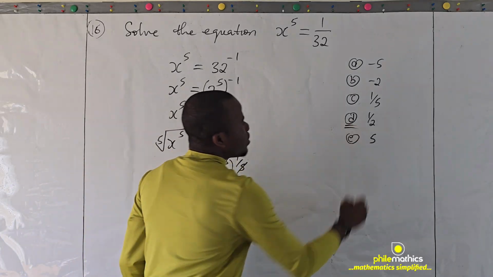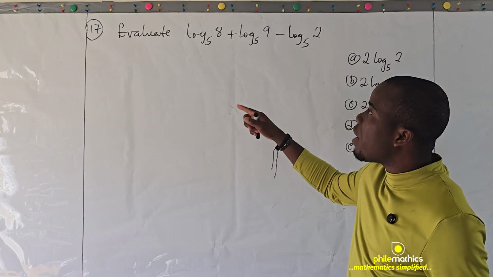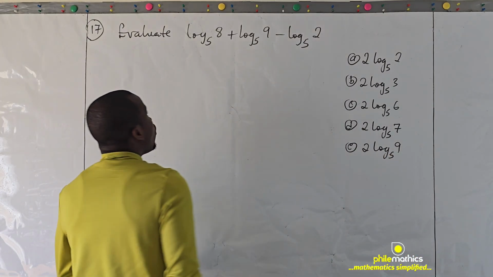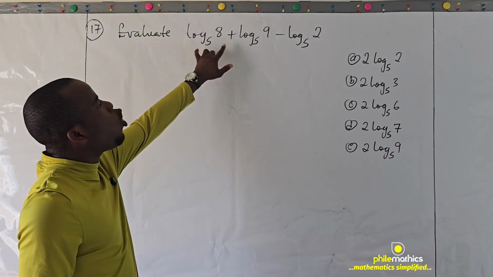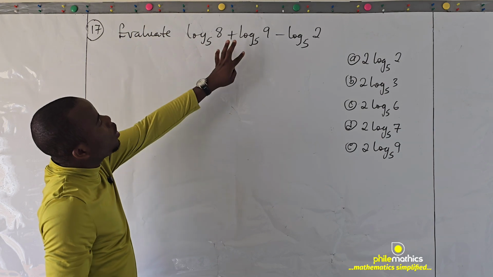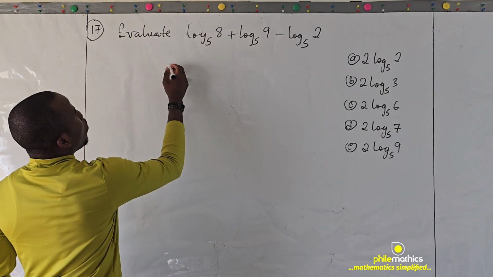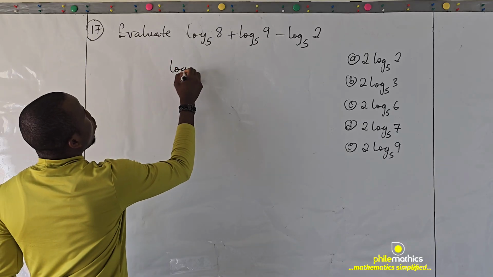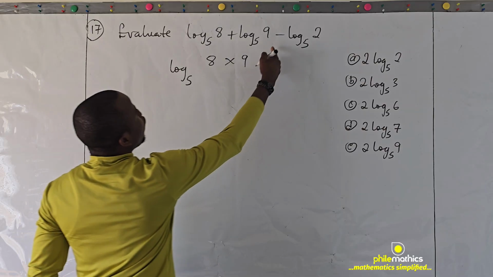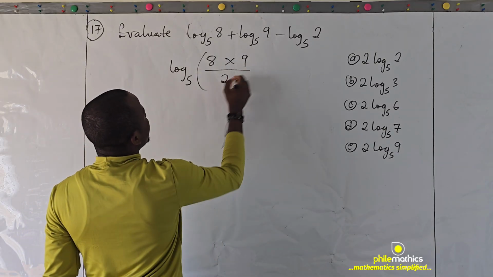And that's D. Evaluate log 8 to base 5 plus log 9 to base 5 minus log 2 to base 5. So we can do this using the laws of logarithm. Since they are all to base 5, for addition, we multiply the numbers. So this is log to base 5 of 8 multiplying 9, and for subtraction, we divide by 2.